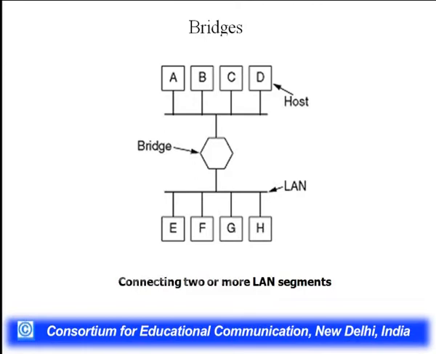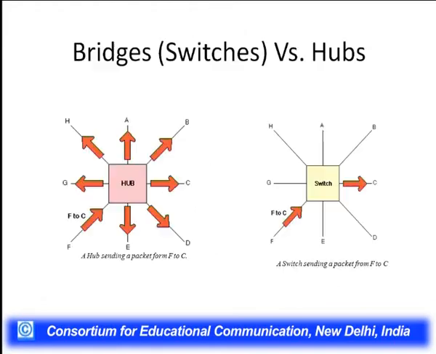So we can see how a bridge is working here. We have these two segments of LAN. These LAN segments can be dissimilar, using dissimilar technologies, and a bridge can connect these two LAN segments.